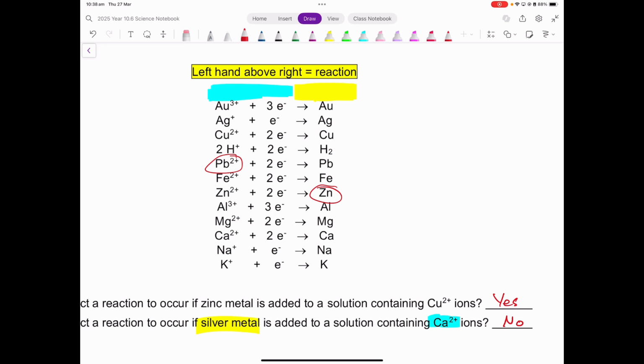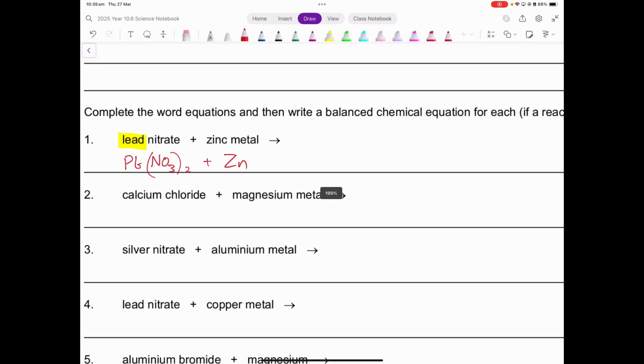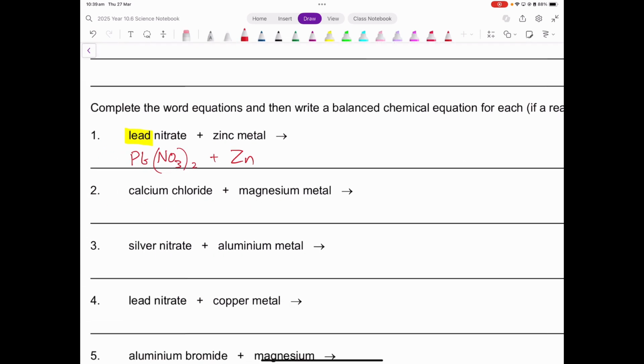Now, if I have a look here, you will see that lead as an ion is above, okay? So my left hand is above zinc, and this means that there will be a reaction. And what happens in this reaction is as follows. In the case of this one here, our metals swap place, okay? So lead and zinc swap place. So we're going to end up with the following.